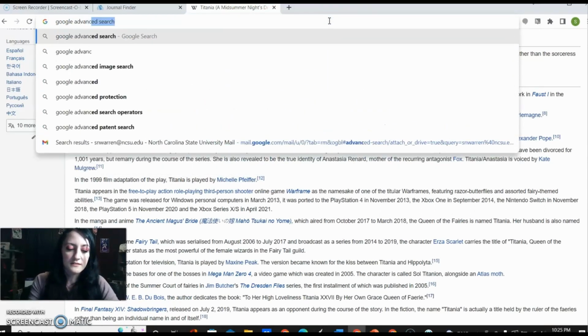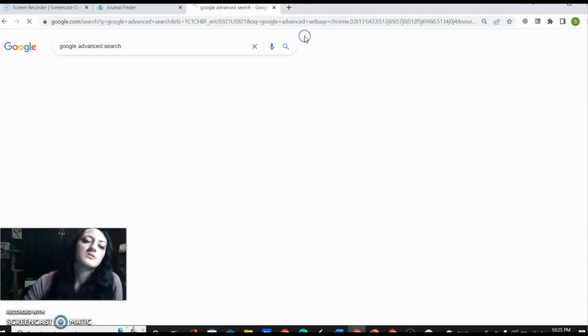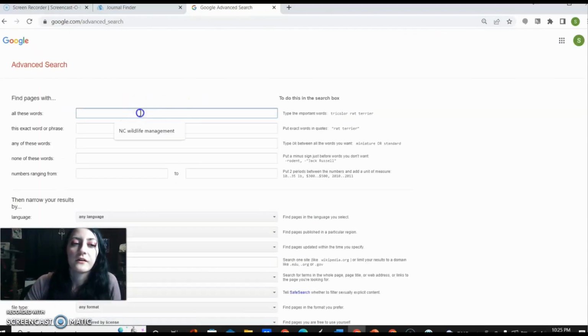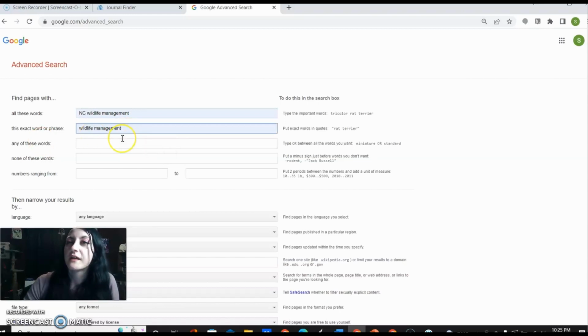Google Advanced Search. Similar to the library, Google also has this, where I can put in North Carolina Wildlife Management. I can put specifically wildlife management. Remember when I did that in quotation marks? That's what this is going to do. I can omit things. So if I do, you know, Federation?